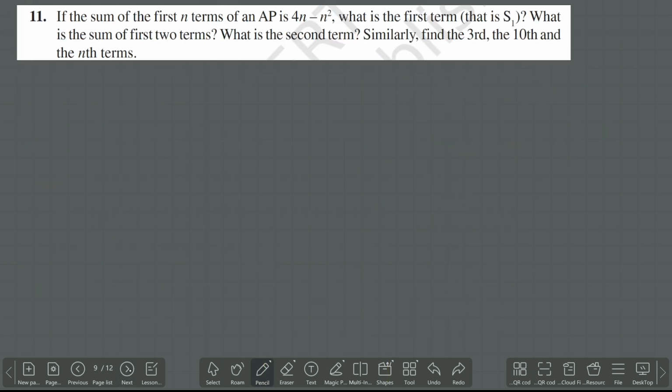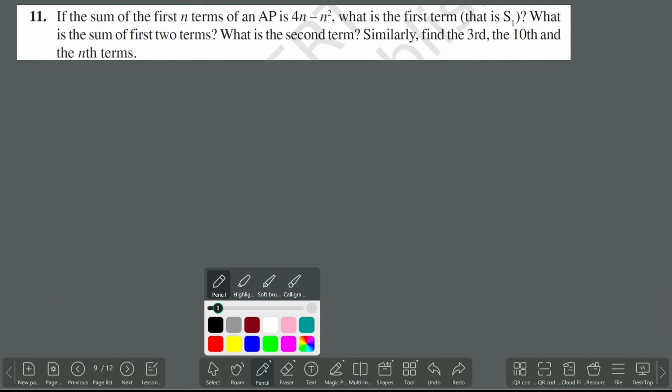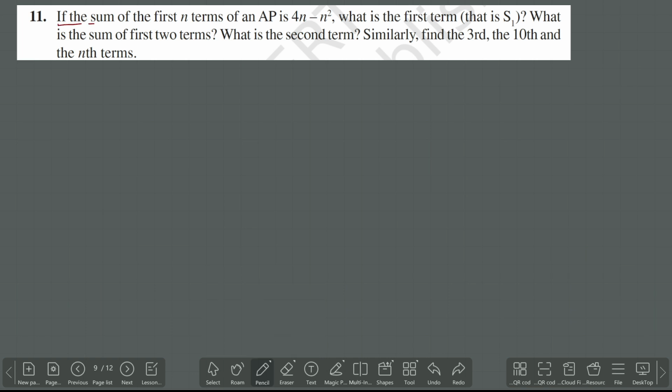Yeah. 11th one. What does the 11th say? If the sum of first n terms, what does it mean? Sn. Okay. Of an AP is 4n, then Sn is given: 4n minus n square. It's important. They may ask in case study also. What is the first term? First term in the sense what? A1.